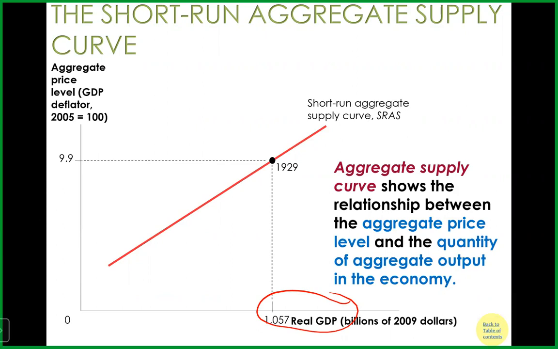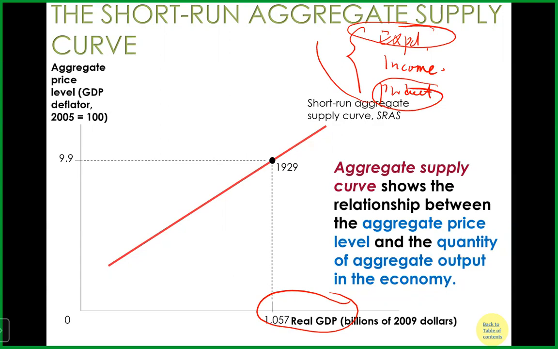But remember, we look at real GDP through three perspectives. One is expenditure. Second is income. Third is product. When we studied aggregate demand, we focused on expenditure. Now we focus on product. That's just supply.